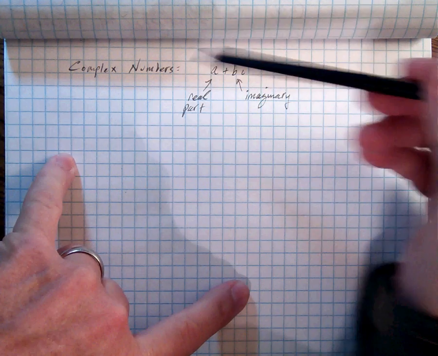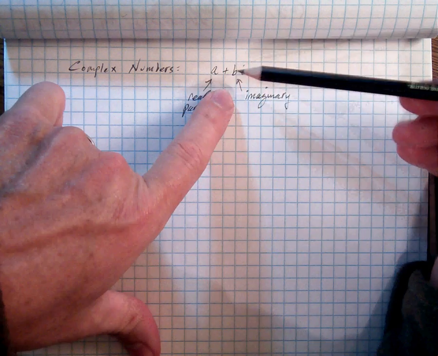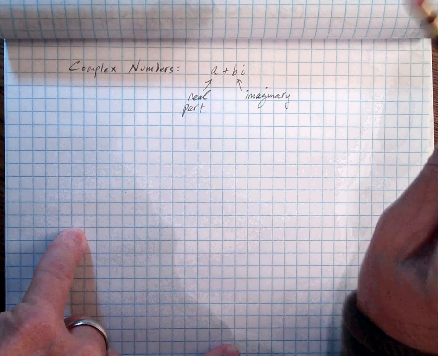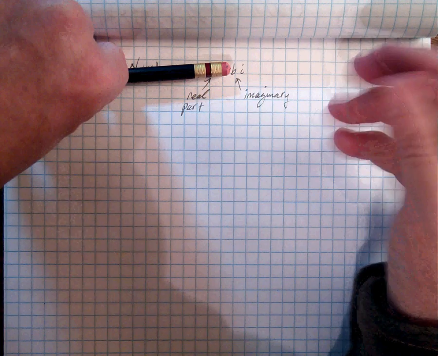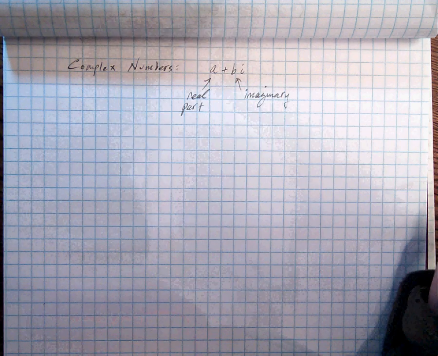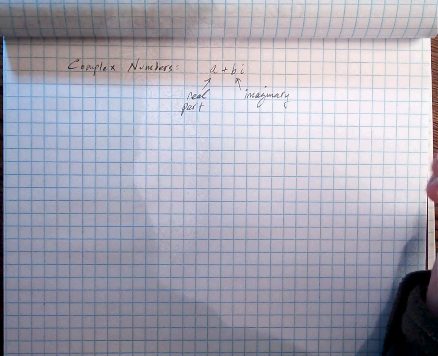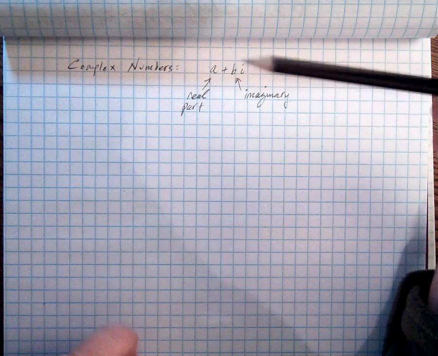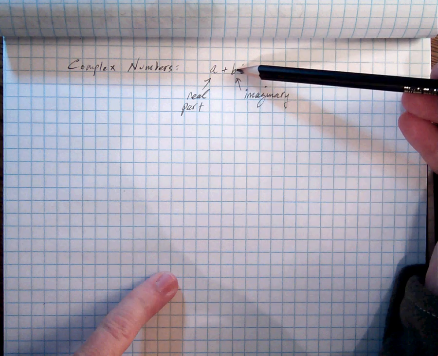So if b is 0, then you don't have this and you just have a real number. If a is 0, then you don't have this and you just have an imaginary number. And if you have both, then you have a complex number. So you can think of it like that: all numbers are complex numbers, but most of the numbers we deal with just have a b value of 0.